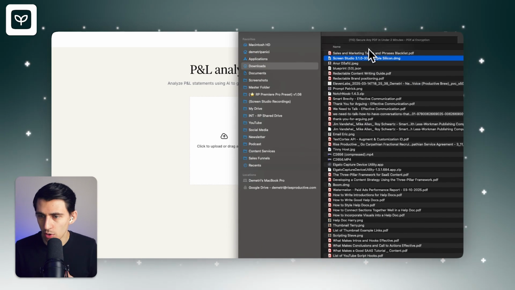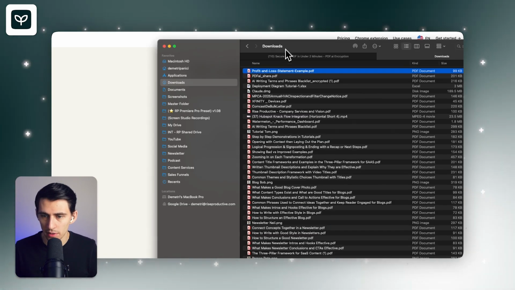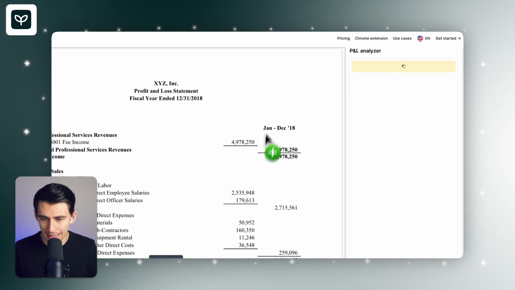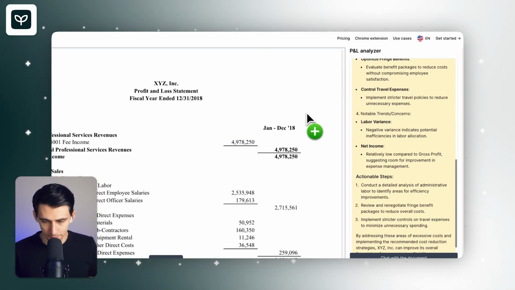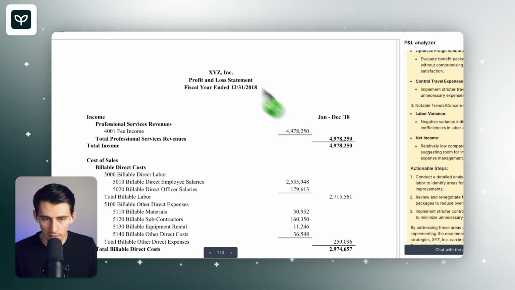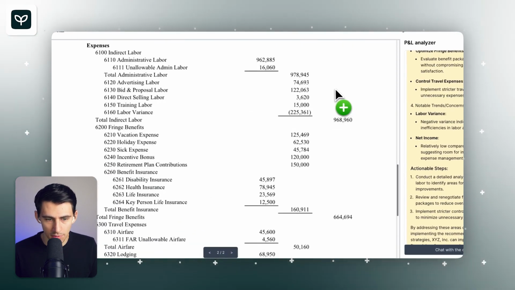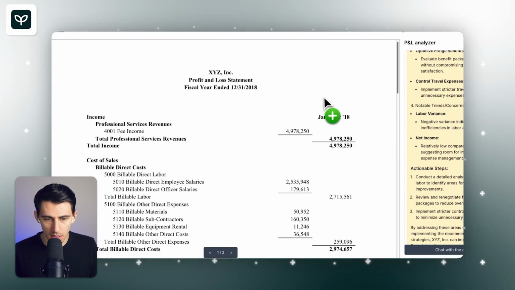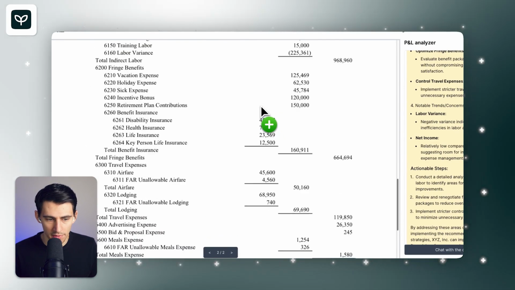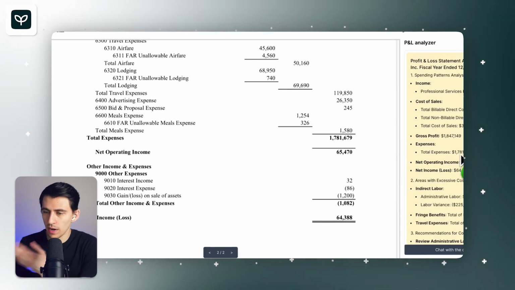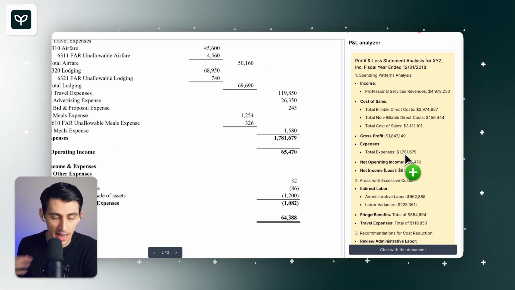So if I simply go over to my profit and loss example right here, I can add it and you'll see this is an example P&L, it's not mine, from a little while ago. And it shows what the P&L is and a variety of different instances of expenses, income, cost of sales, gross profit, all that sort of good stuff. And on the right-hand side, what you see is it gives me a brief breakdown.